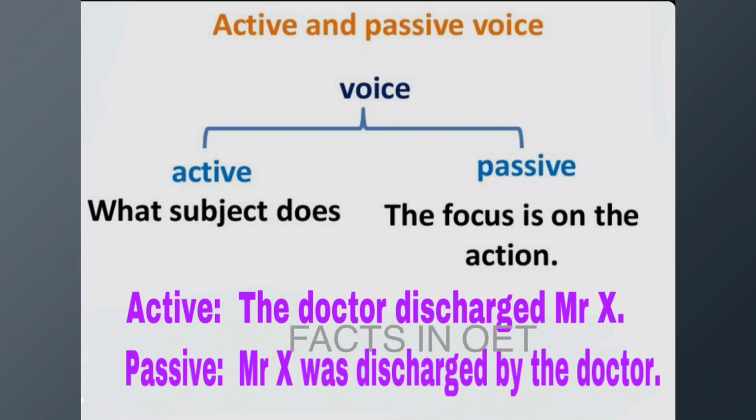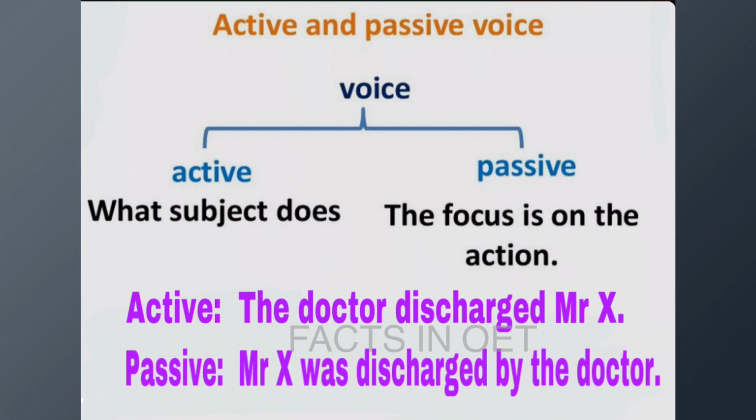See this example. The doctor discharged Mr. X. Here, in this active sentence, we are giving importance to the doctor more than the verb and the object. Let's see the same sentence in passive voice. Mr. X was discharged by the doctor. Here, we are giving importance to the action done by the doctor. That is passive voice. I hope now you have understood what I am saying.